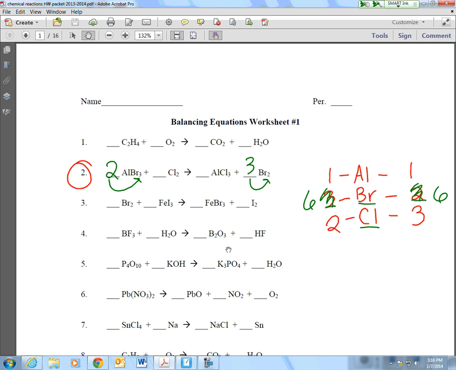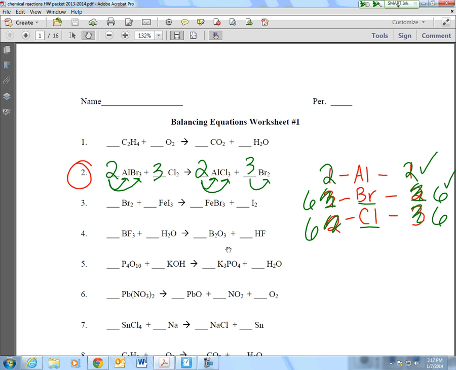But when you added this 2 as a coefficient to aluminum bromide, it didn't just affect bromine. It affected aluminum as well. So now I've got 2 aluminums on the reactant side. Well, now I have to hop over to the product side and fix this by putting a 2 in front of aluminum chloride. Okay, so that's a good thing for aluminum because aluminums and bromines are now happy, but it didn't just affect aluminum, it affected chlorine as well. So 2 times 3 gives me 6 chlorines on that product side. So I need a 3 here in order to balance out the chlorines.